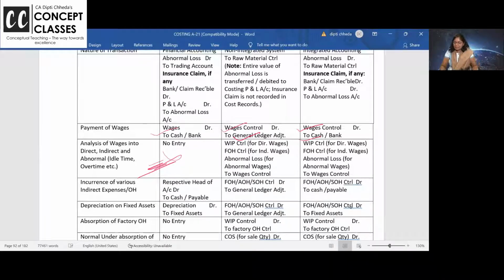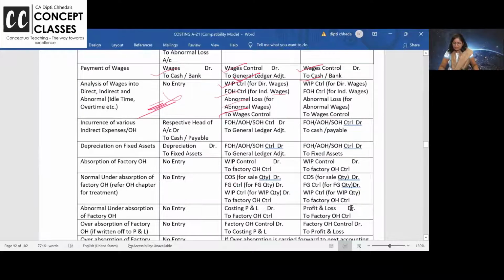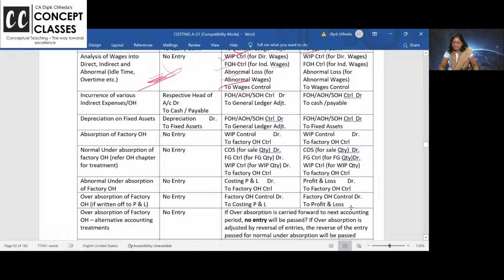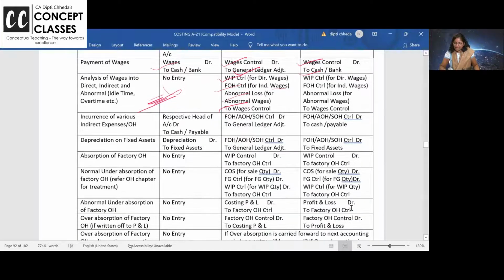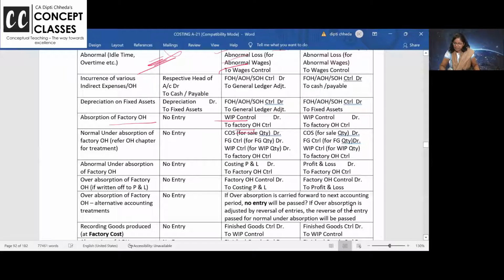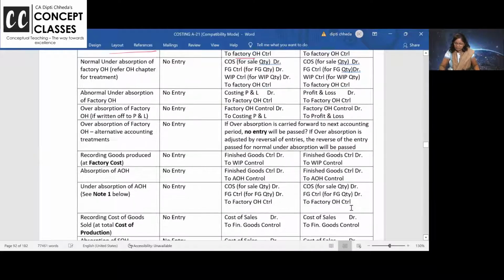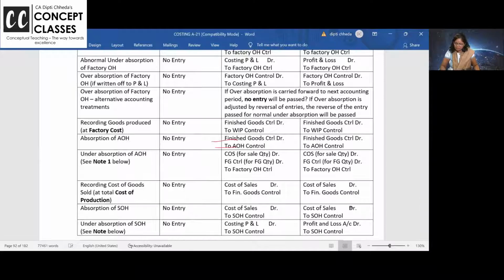Material purchase, finished goods sold. In the same way, wages paid. Here, credit wages; if direct wages are there, they are absorbed in work in progress. Indirect wages will go to factory overhead. And for any abnormal reason, if you're giving wages, it goes to costing P&L. So like these journal entries, check all factory overhead and admin incurred to GLA. Then factory overhead is absorbed in work in progress, and administrative overhead is absorbed in finished goods.